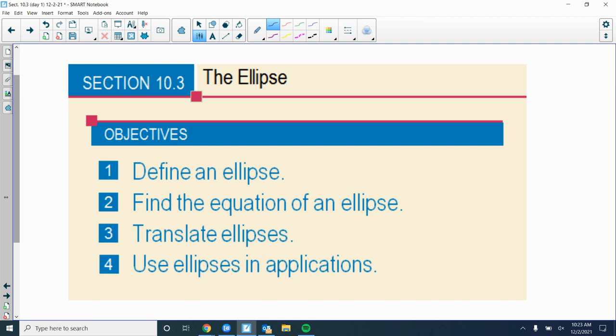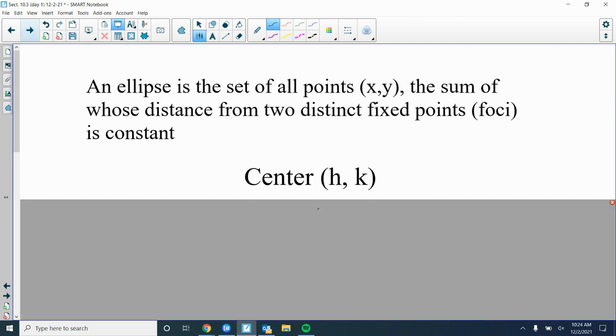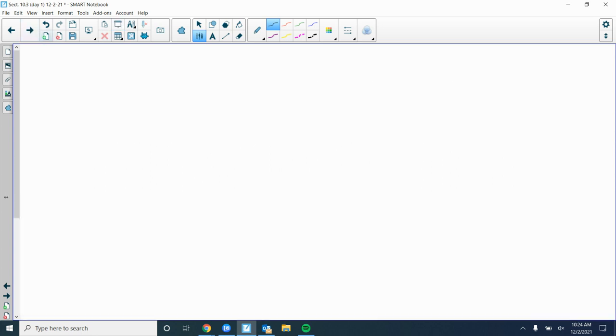All right, let me see if I can explain this. Okay, here is the definition. We see it right there. An ellipse is the set of all points x, y, the sum of whose distances from two distinct fixed points is a constant. Well, a focus would be one point, and foci would be two points.